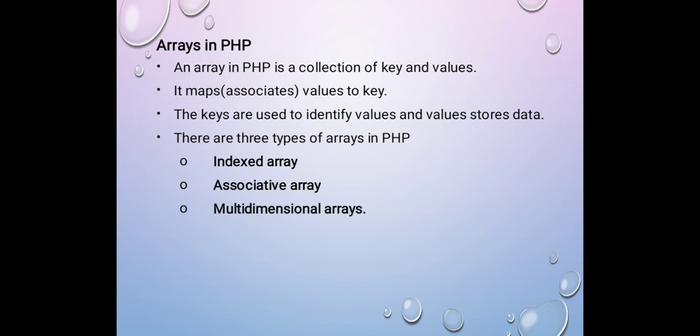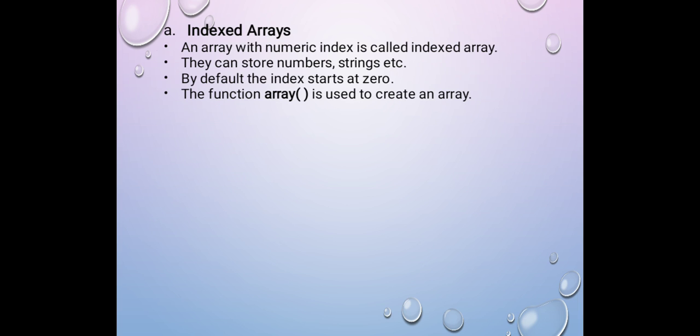In PHP there are three types of arrays: indexed arrays, associative arrays and multi-dimensional arrays. Out of these, we will discuss only indexed arrays and associative arrays. The first one is indexed arrays. Arrays with a numeric index, that is, index values as numbers, are called indexed arrays.